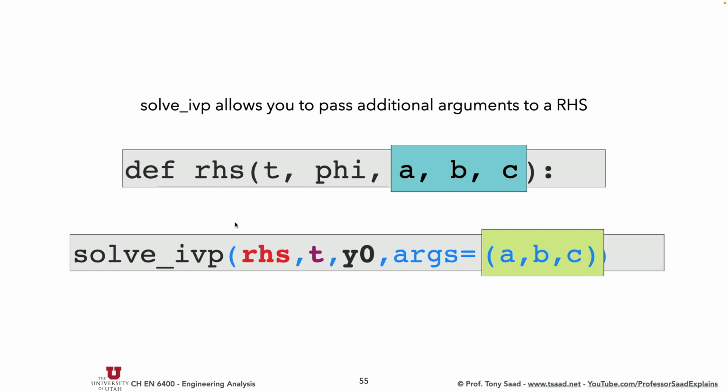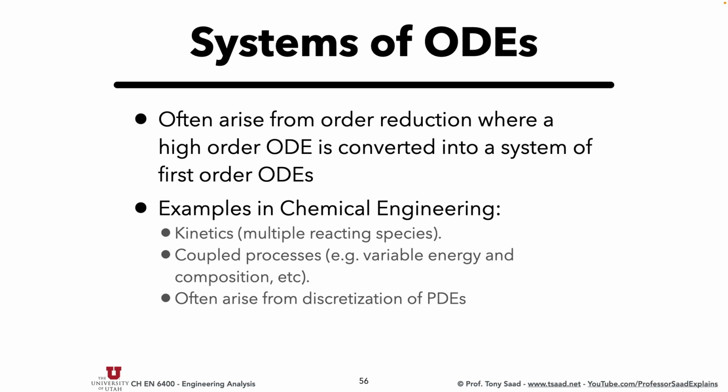And as you pass parameters along, let's say you're changing the emissivity in the radiation right-hand side, for example, you would pass the emissivity as an argument from solve IVP. No, you don't have to go and change it every time in the right-hand side routine. Okay. Next, we want to talk about systems of ordinary differential equations.